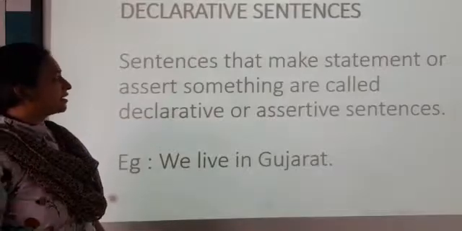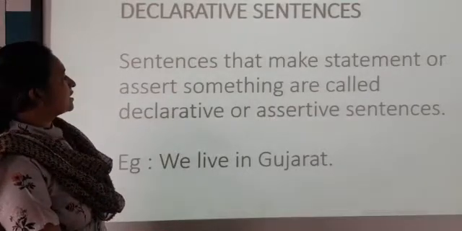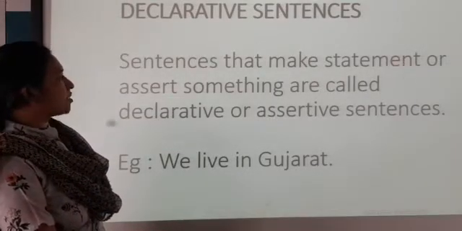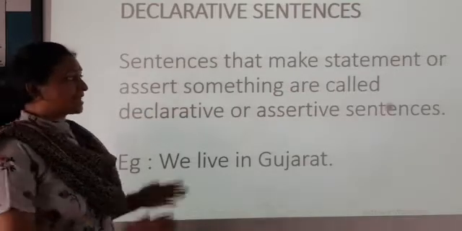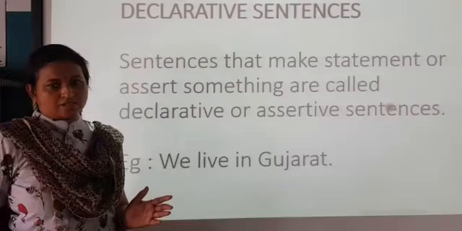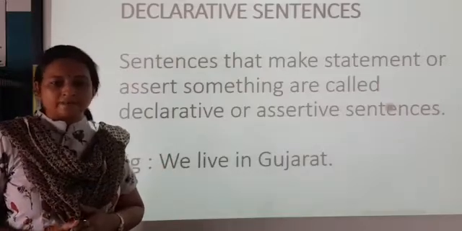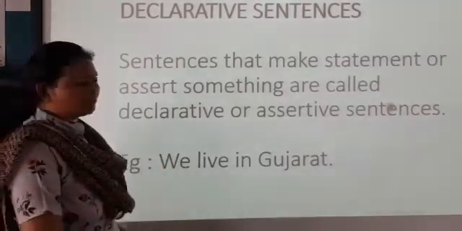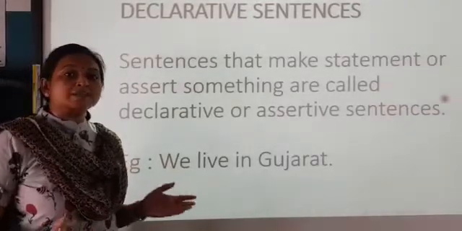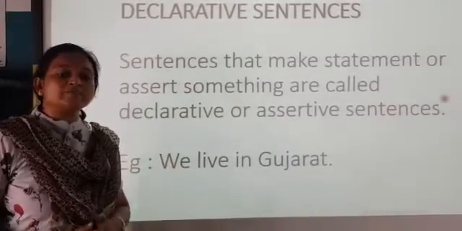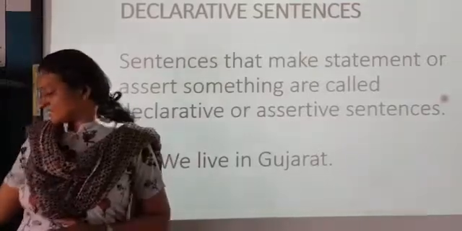First one, declarative sentences. Sentences that make statement or assert something are called declarative or assertive sentences. That means any statement you can call as a declarative sentence. For example, we live in Gujarat. I study in St. Xavier's High School. So these are all statements, so we can call them declarative sentences.